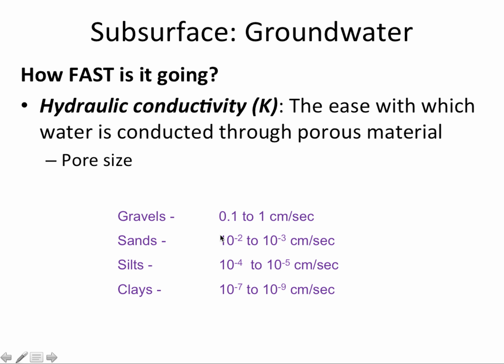This is just to give you an idea of the range of hydraulic conductivities that you'd see, in the units centimeters per second in this case, so length divided by time. You've got the highest with gravels, then sands, then silts, and the lowest hydraulic conductivity in clays with the smaller pores.